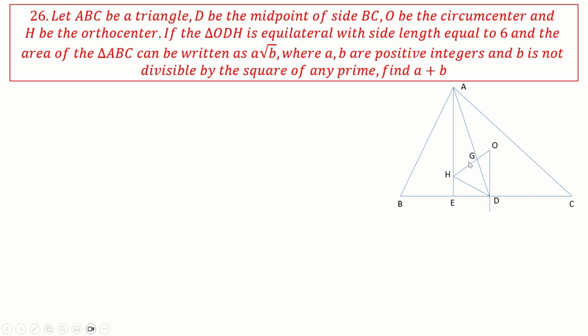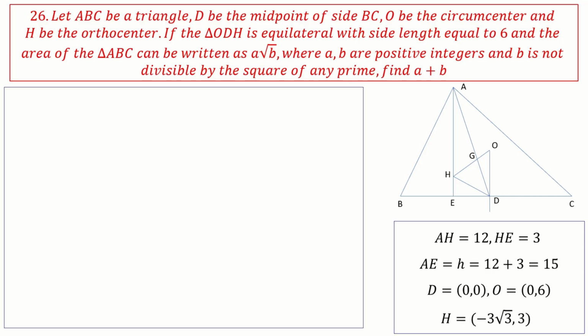To solve this problem, you need to know 2 very important triangle formulas. Without them, I think it is very difficult to solve this problem. These are the things we'll derive, like AH. So let's see how to come to this point at least. OA equals OB equals OC, because O is the circumcenter, and this is equal to R, the circumradius.